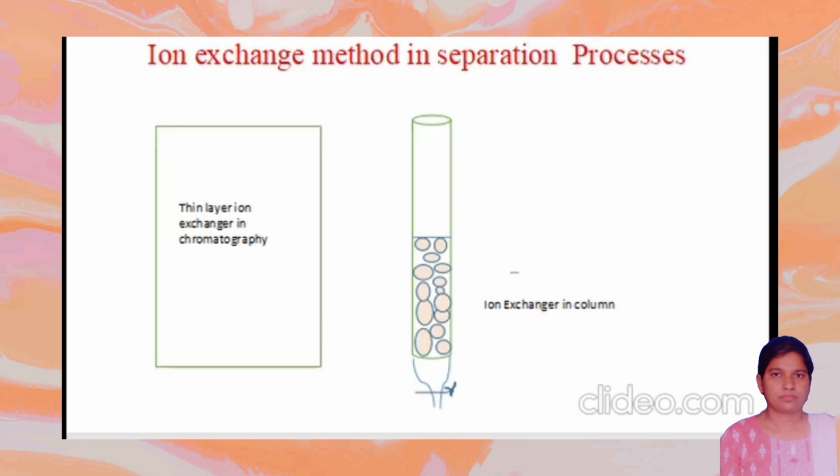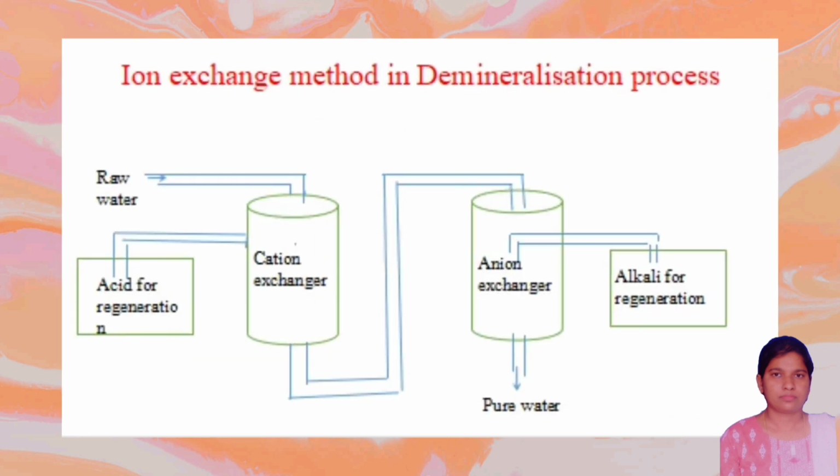In separation processes using the ion exchange method, thin layers or columns are used. Applications of ion exchange method. Ion exchange method is used for separation and purification processes. Let us see the demineralization of water.